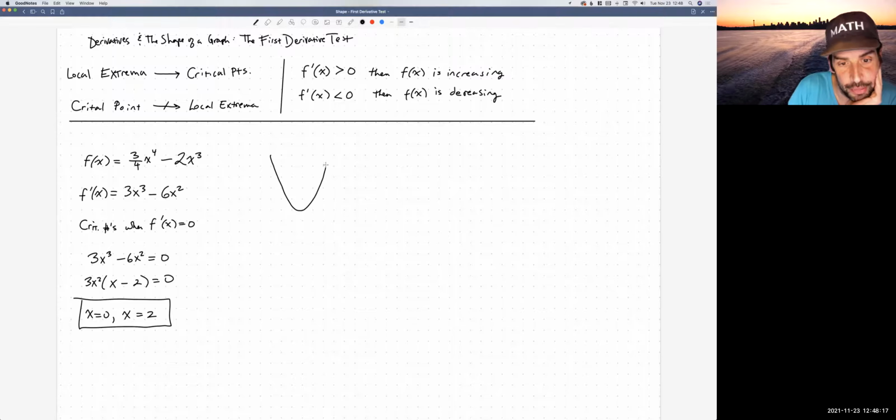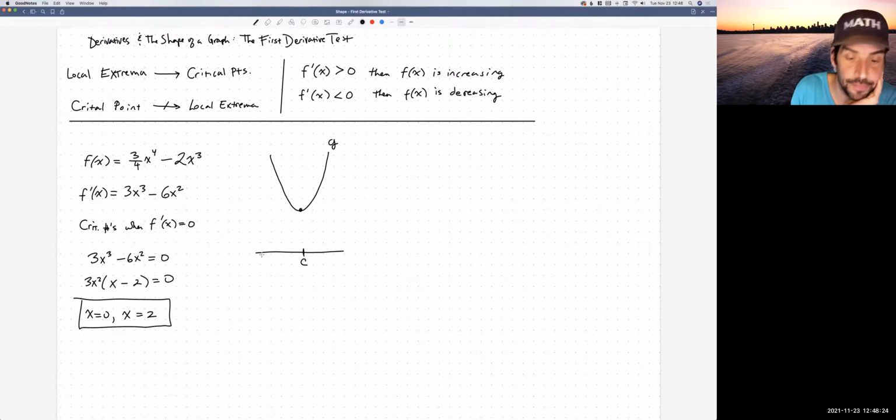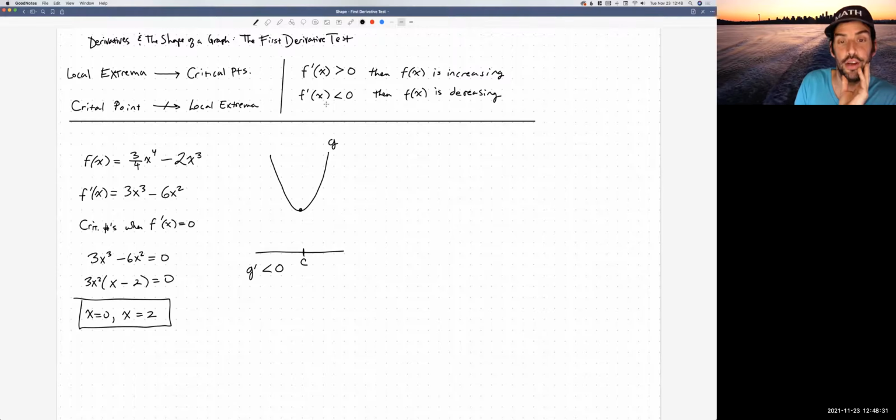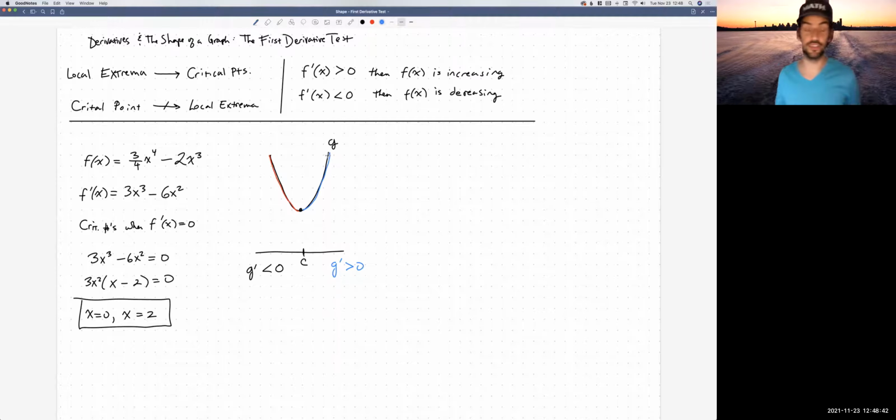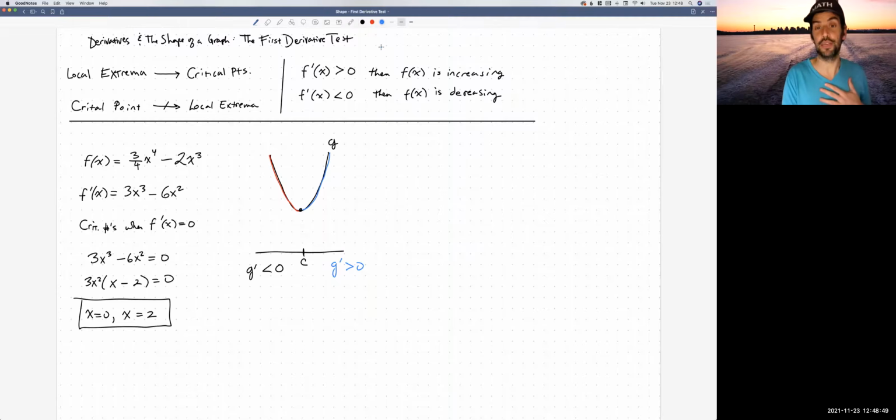So if we have a local minimum, right? If this is some function g, here's our critical number c, the derivative g prime must be less than 0 on the left, because the function's decreasing. On the right, g prime must be greater than 0 because the function's increasing. And so this is what we can look for to find a local minimum. We start decreasing, then we increase.